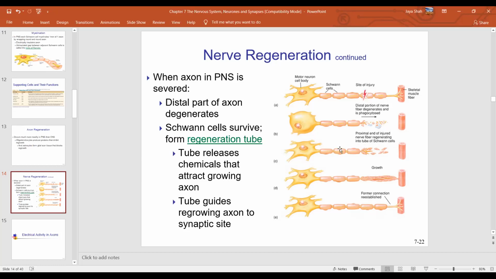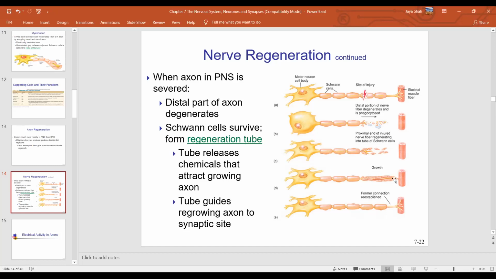So you see the axon is covered by Schwann cells. The Schwann cells first come here and divide. As I told you earlier, it is the Schwann cell which divides, okay? And this Schwann cell then grows, continues till it reaches the target tissue, the skeletal muscle in this case, and it forms the regrowth tube, or regeneration tube.